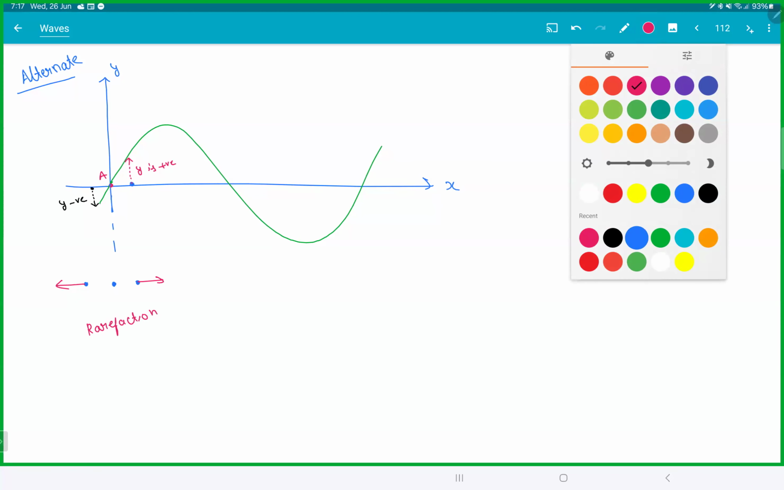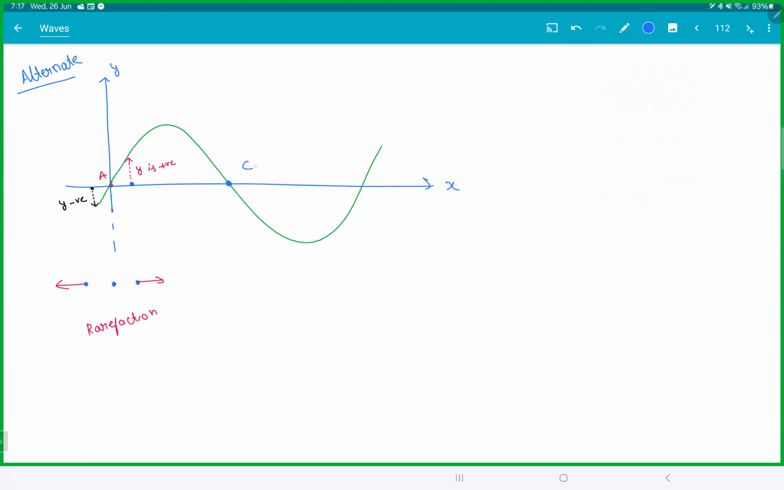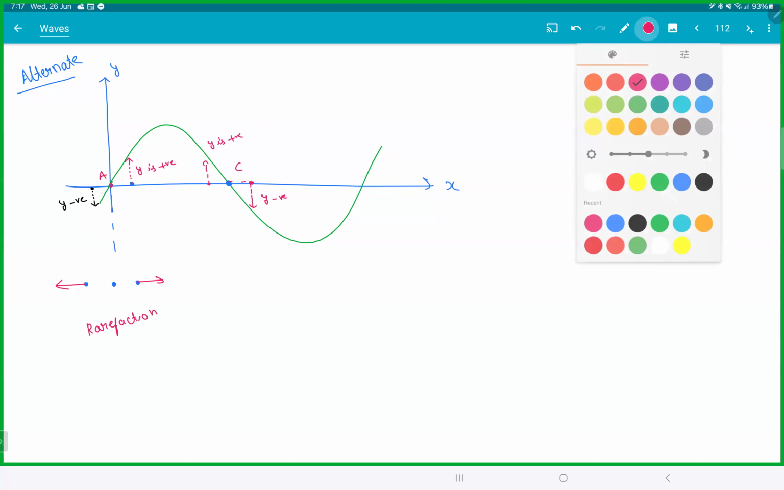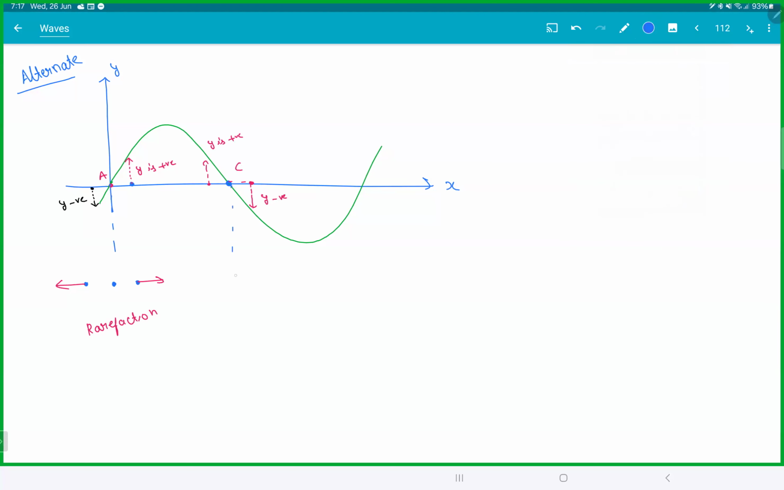Same logic, try to apply at this point and see. At point C, if I take a point here, the displacement Y is negative. The point behind you, Y is positive. That means exactly at C, the point behind you is coming towards you, the point in front of you is coming back to you. This is compression. So here, PC is max, PA is minimum.